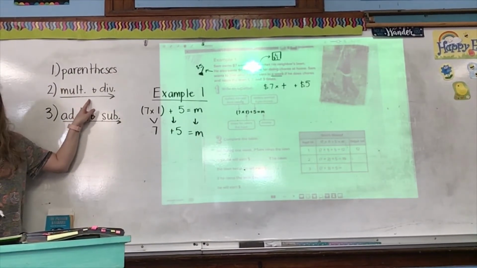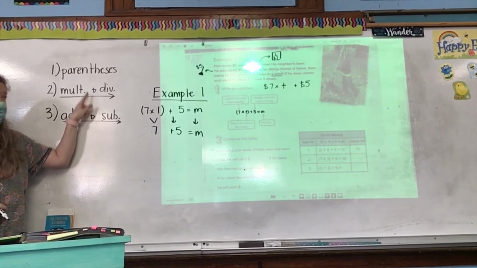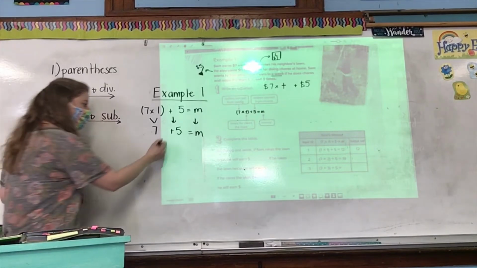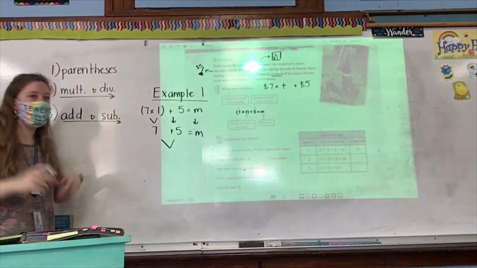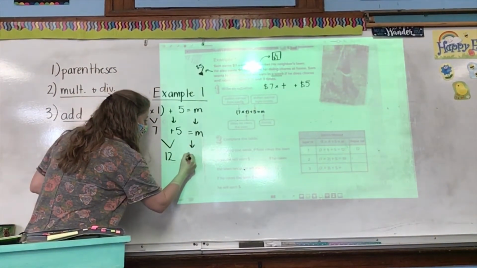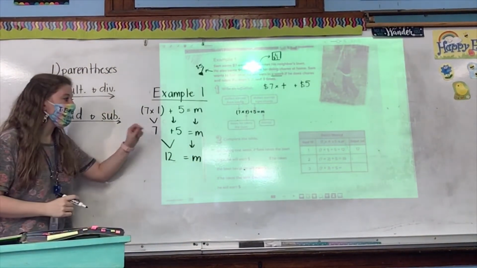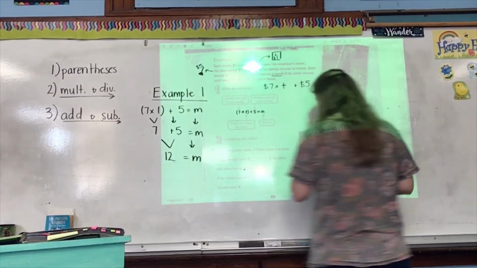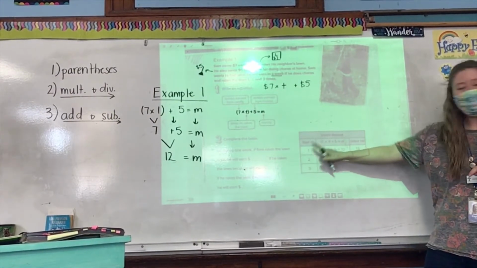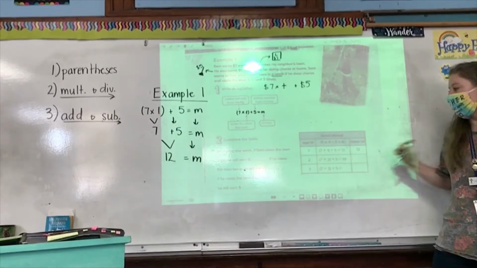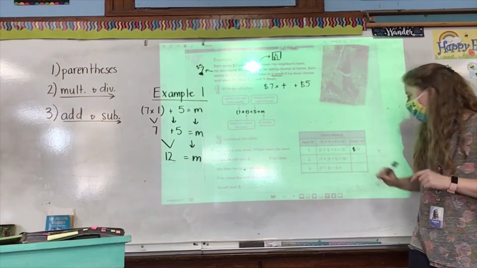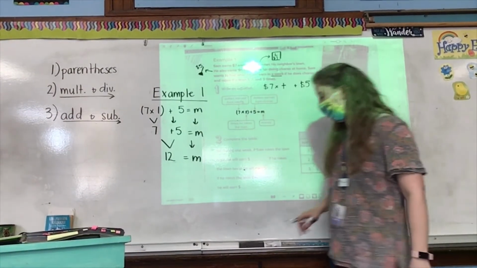We don't have any more multiplication and division or parentheses, so we skip to step 3, where we add and subtract. 7 plus 5 is 12. Bring down the rest of the equation. So, if Sam rakes the lawn 1 time and then does his chores, how much money will he get? Class? $12. Please add that dollar sign.